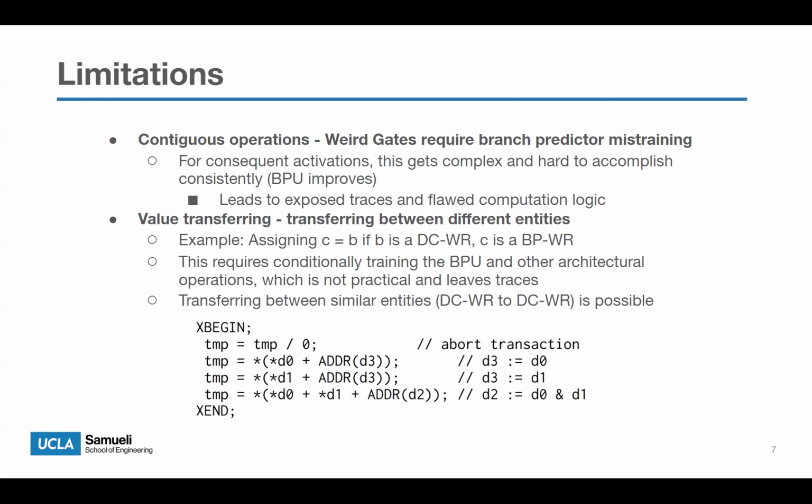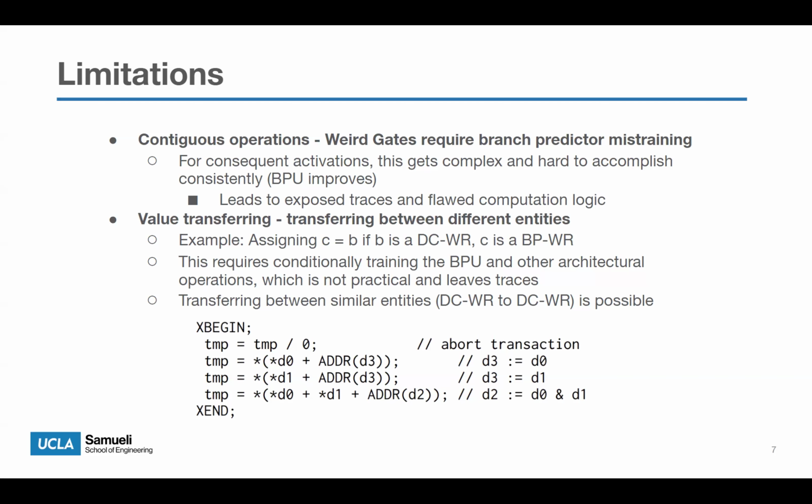Both of those operations are architectural, which means that they're very exposed in the traces. However, in order to mitigate this, we want to transfer between similar entities, like a data cache register to a data cache register. So here's some pseudocode of how it works.